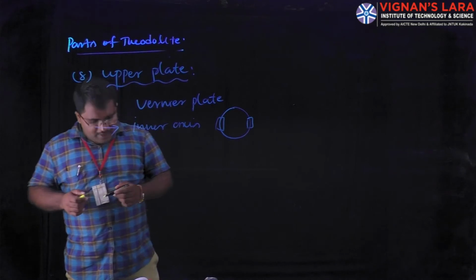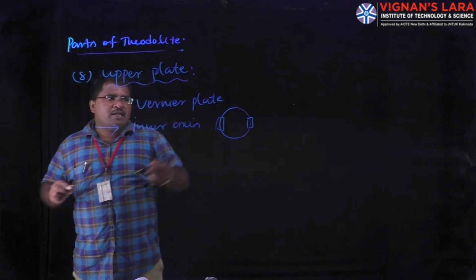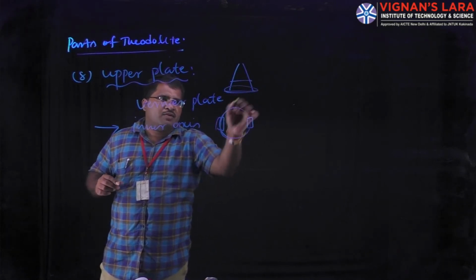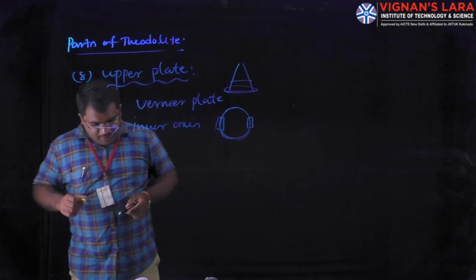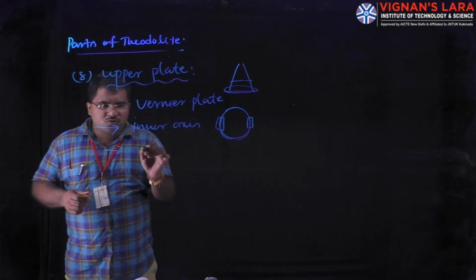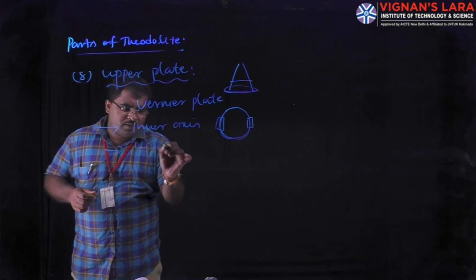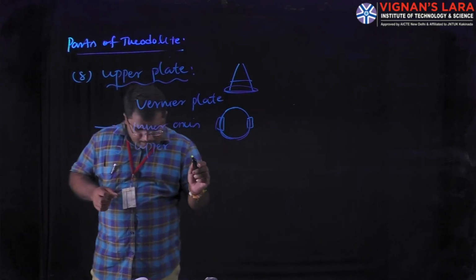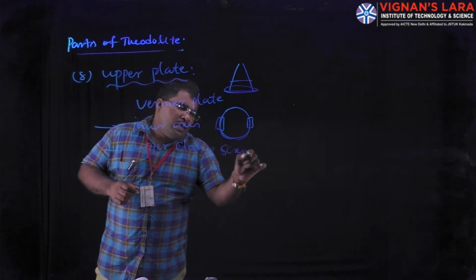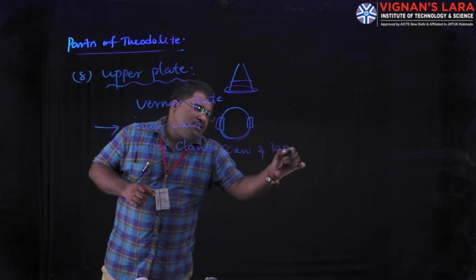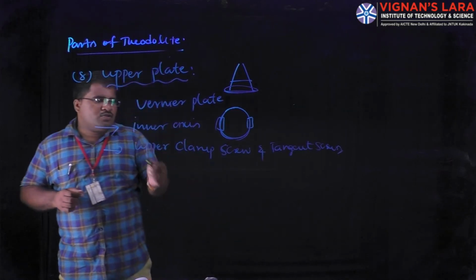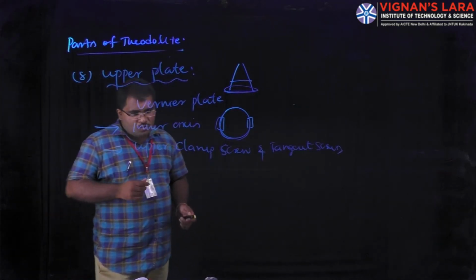This vernier plate is going to support the A-frame standards attached to this upper plate, and it is going to carry two screws, that is the upper clamp screw and the corresponding tangent screw for slow motions, the upper tangent screw and upper clamp screw. Both will be there.